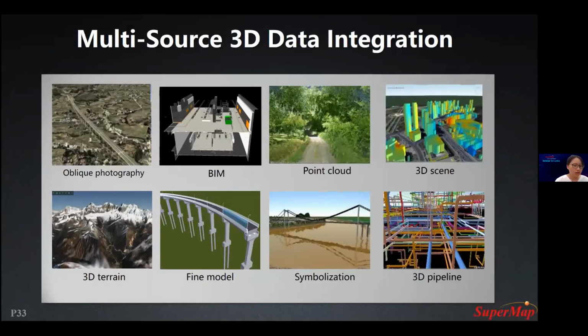You may wonder what kinds of 3D models are supported. Here are some main 3D models like oblique photography, BIM, point cloud, and fine 3D scene, 3D terrain, fine models, and we can also symbolize 2D or 3D Max. The 3D pipeline can also be displayed in the 3D scene.